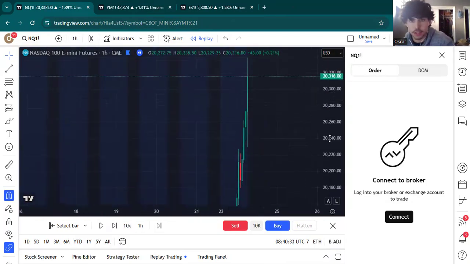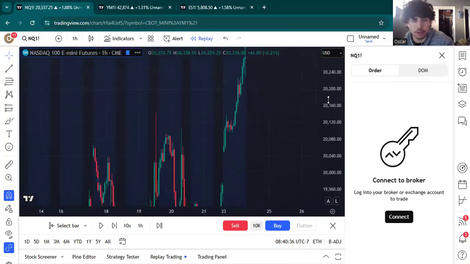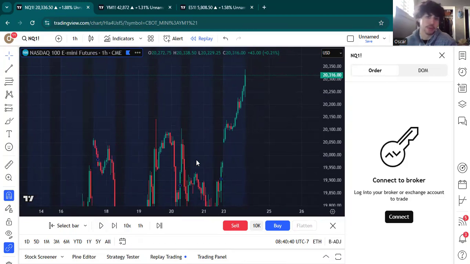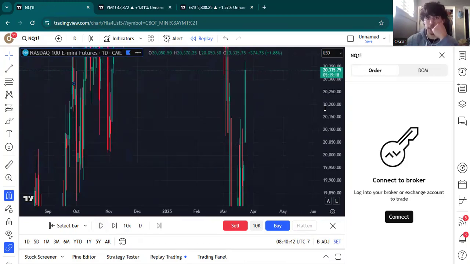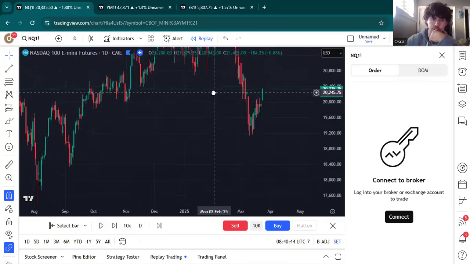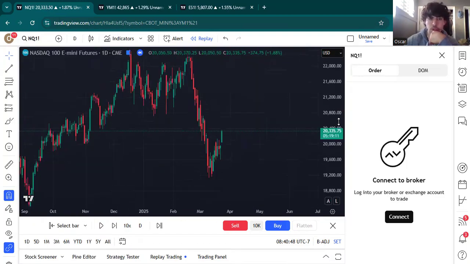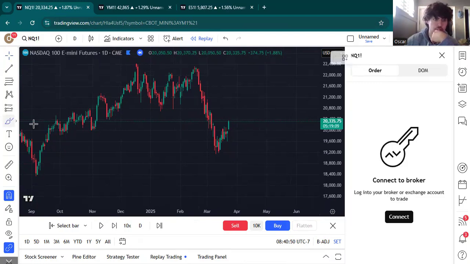So coming into the day for NQ, right? Not the hourly, that's kind of foreshadowing what's going to happen. I'm looking at the daily chart first just to get a bias. It is Monday. So we had this giant sell-off right here.